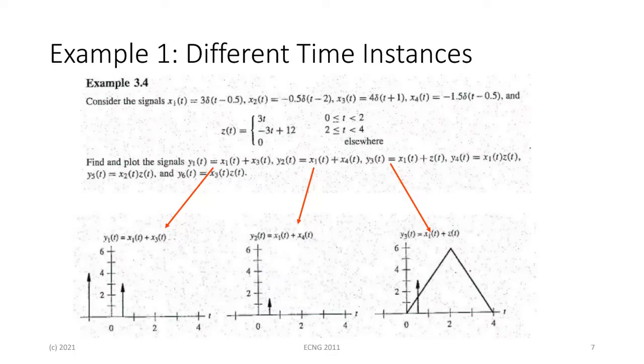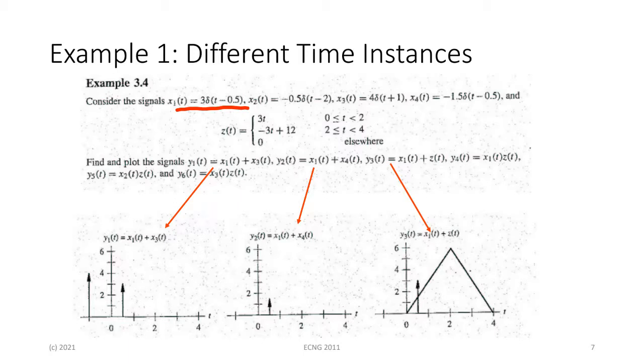Let's just look at this, for instance. Let's see if I can zoom this a little bit. The first one is x1, which is 3 delta t minus 0.5. That means that the impulse itself occurs at 0.5 seconds, and the amplitude is 3 units. If you want to draw it, you draw it as an arrow, and the height of the arrow is 3.